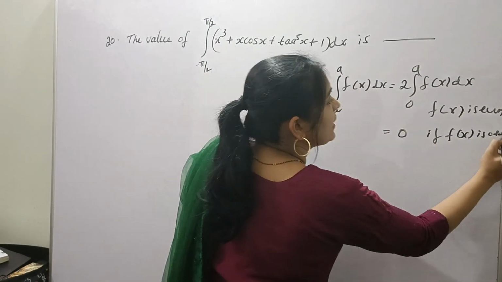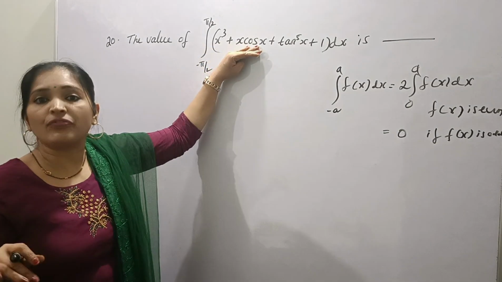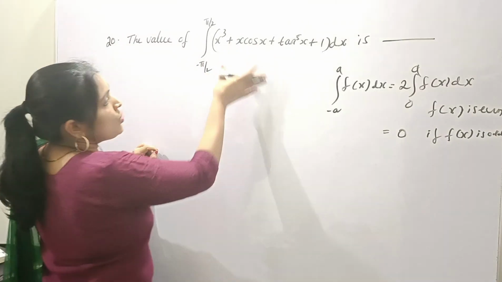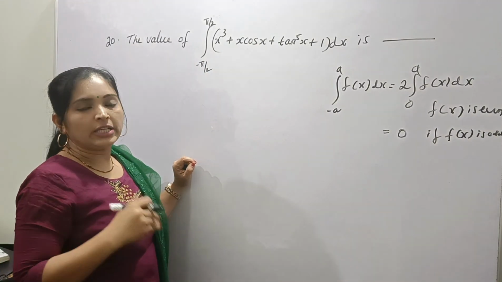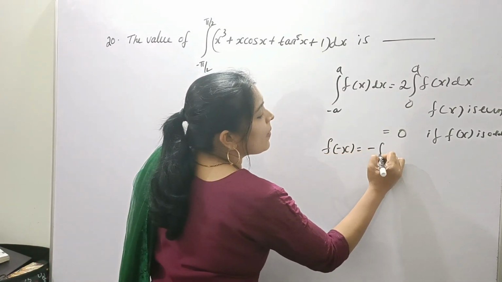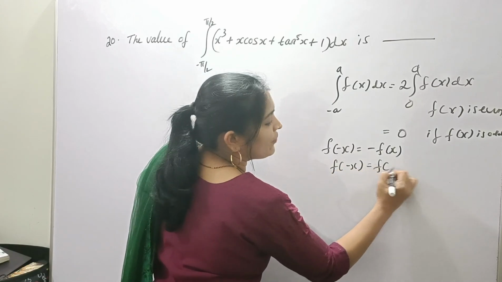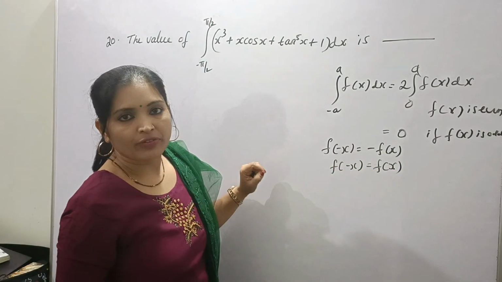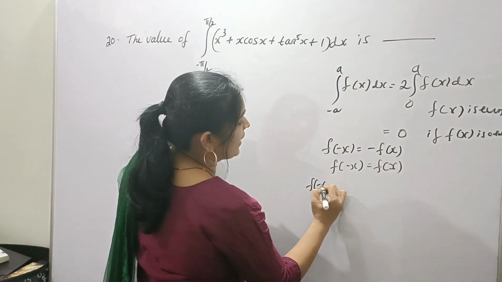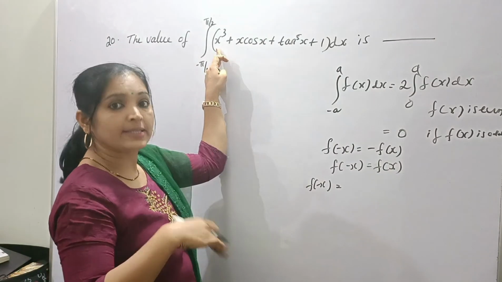Okay. So for that, let's check whether the given integrand is an even function or an odd function. So it is f of x, right? How to check whether the function is even or odd? If f of minus x is equal to minus f of x, then it is odd. If f of minus x is equal to f of x, then f of x is an even function. Okay, so let's find f of minus x. Substitute x is equal to minus x.